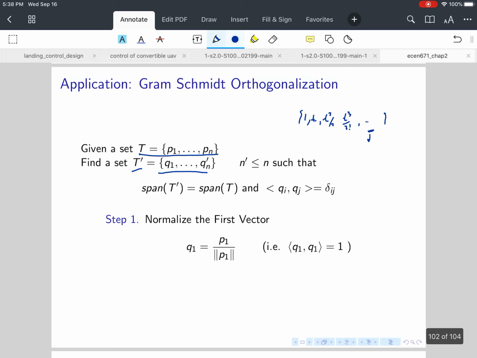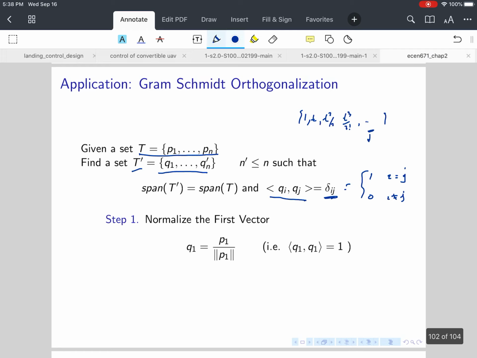So we haven't added dimensions to the space or anything. It spans exactly the same space, but all of the vectors now satisfy the inner product of Q i with Q j equals delta ij, where delta ij is the Kronecker delta. It's 1 when i is equal to j, and 0 when i is not equal to j.